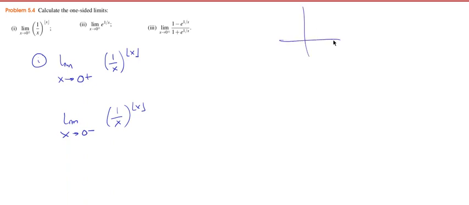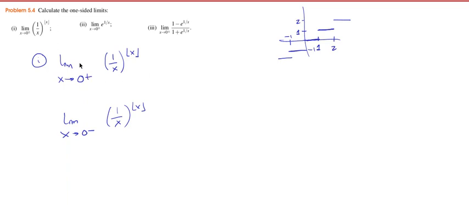If you remember, the integer part of x is the function that gives the greatest integer that's smaller than x. When x is between 0 and 1, this is 0; between 1 and 2, this is 1, and then 2. This is a step function. When x is between 0 and minus 1, this is minus 1, and it goes on like this, minus 2, and so on.